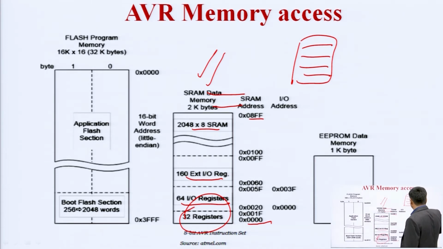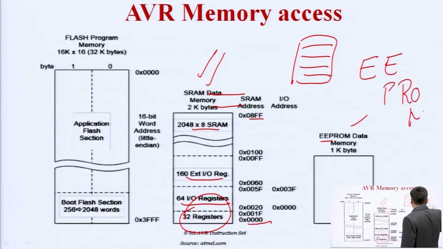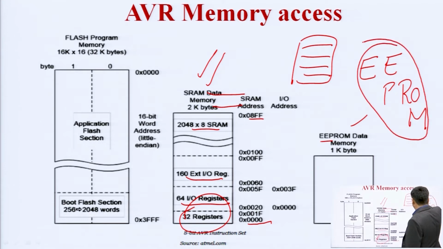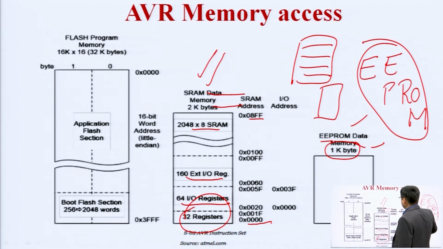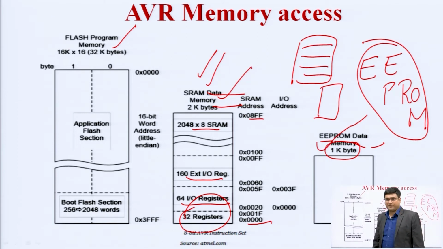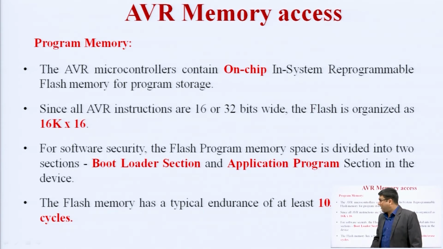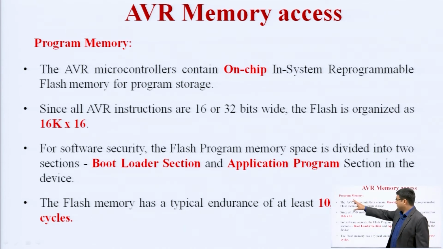After that, the third block is EEPROM. EEPROM means electrically erasable, programmable, read only memory. It has a range of 1 kilobyte. Only 1 kilobyte is available in the case of EEPROM data memory. So there are 3 segments in AVR memory access: flash program memory, SRAM data memory, and EEPROM data memory. After that, we are going into the depth of the memory execution.